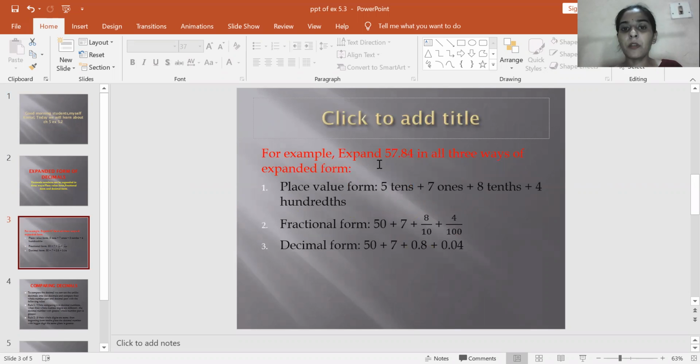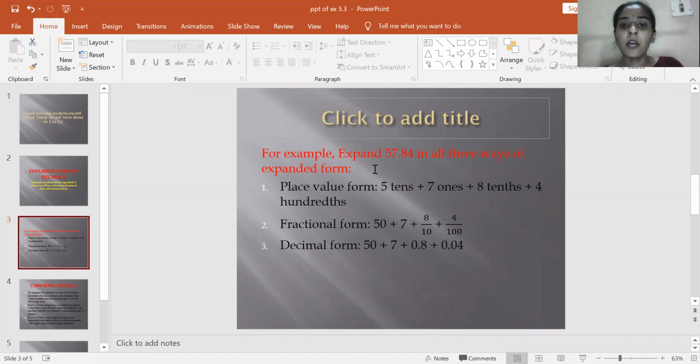Yes, for example, expand 57.84 in all three ways of expanded form. So first we have place value form. As the name suggests, we have to write the places of the given decimal number. As you can check here, this is the decimal point, and the left side of the decimal point has the whole number, and the right side of the decimal point has the fractional part.